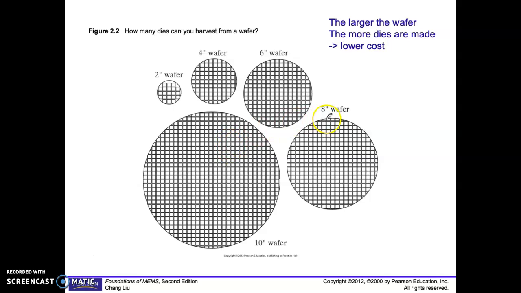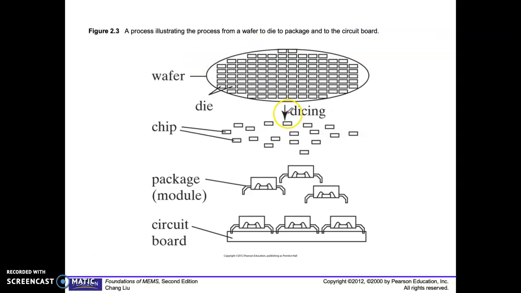Okay, so how many dies can you harvest from a wafer? It depends on the diameter, the size of the wafer. So the larger the wafer, the more dies that we can make, and it will go to the low cost. So usually in the industry they opt for the big wafer, but for research, silicon wafer is quite expensive, so we usually use the 4-inch wafer.